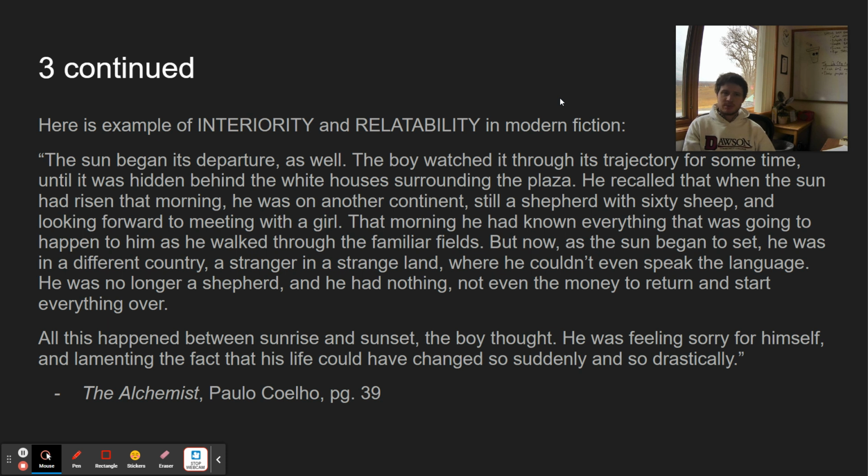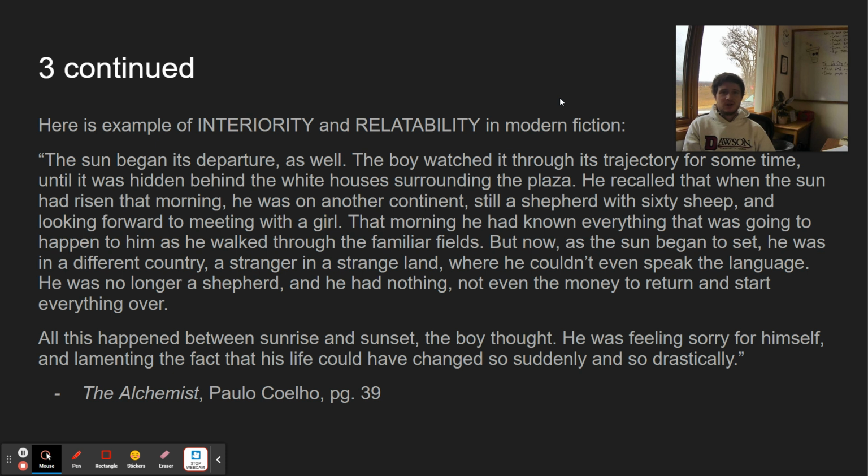He was no longer a shepherd, and he had nothing, not even the money to return and start everything over. All this happened between sunrise and sunset, the boy thought. He was feeling sorry for himself, and lamenting the fact that his life could have changed so suddenly and so drastically. I love this depiction of the boy.